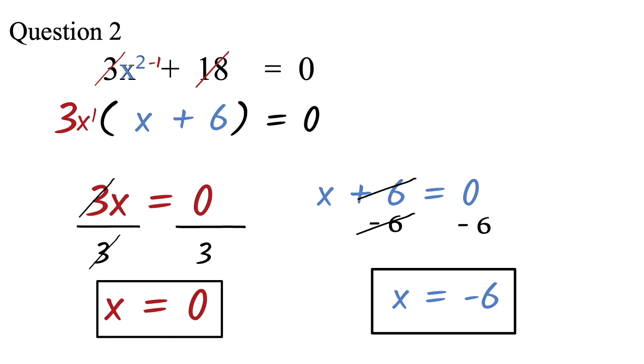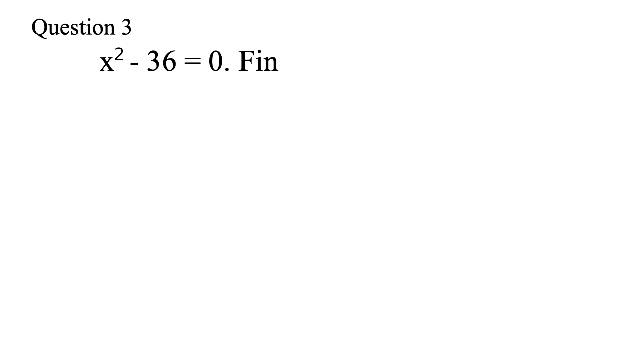Now let's look at solving quadratic equations using the difference of two squares. Question 3. x squared minus 36 equals 0. Find x. This is a difference of two squares question.